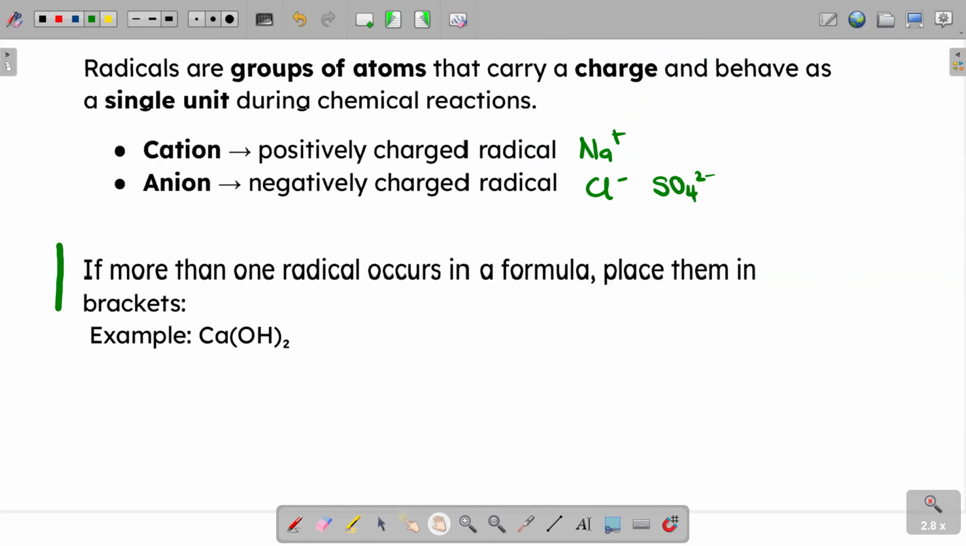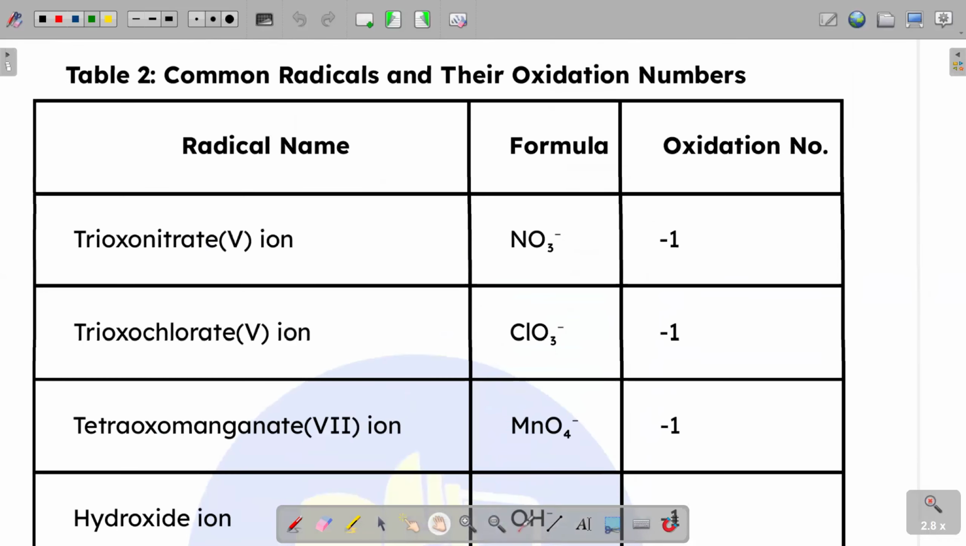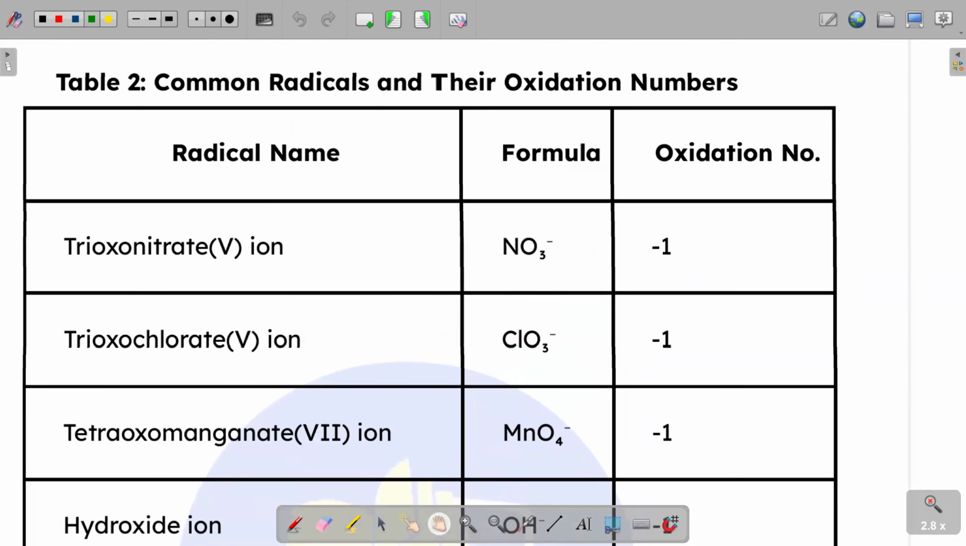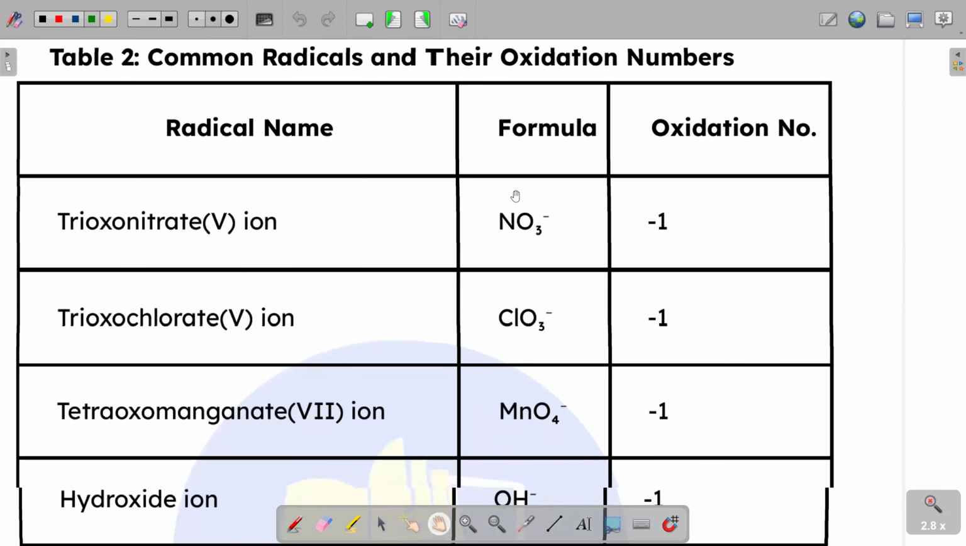Now let's look at some examples of radicals and their formula. For example, we have trioxonitrate 5. Trioxonitrate 5 is NO3 minus. NO3 minus is trioxonitrate 5 with an oxidation number of -1. That is the equivalent charge of this species is -1.